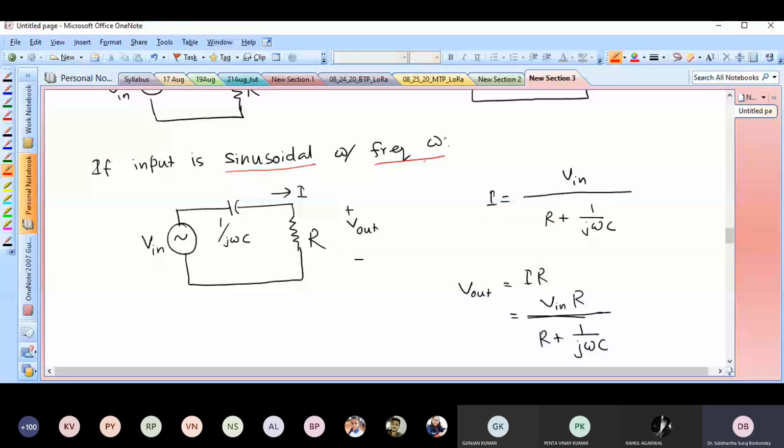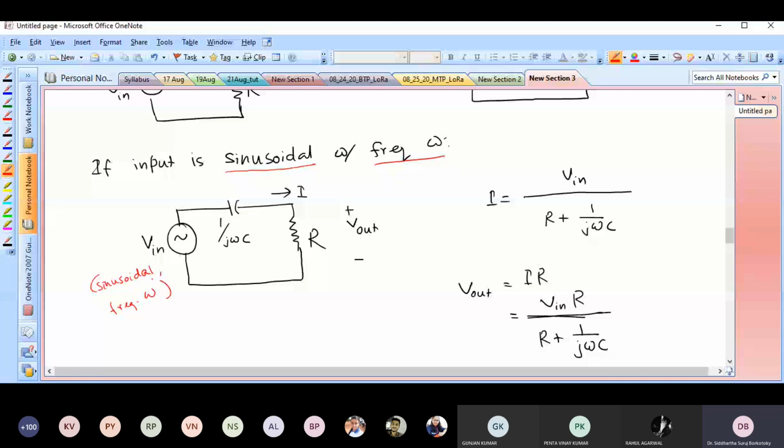So basically sinusoidal with frequency omega. And whenever I talk about frequency, I talk about angular frequency, not the Hertz frequency. Omega is equal to 2 pi f. I'm not talking about the f, but about omega, about 2 pi f. Okay, so this is your sinusoidal input with frequency omega.